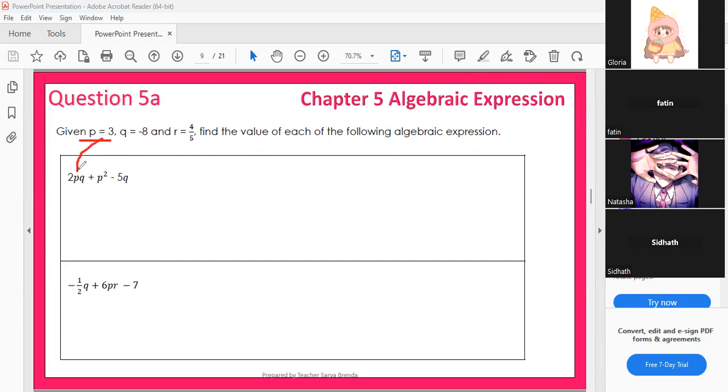P is 3. Put the 3 inside here. Q is -8. Put the Q here. Don't forget your first chapter, negative number. R, where got R? R will come here.